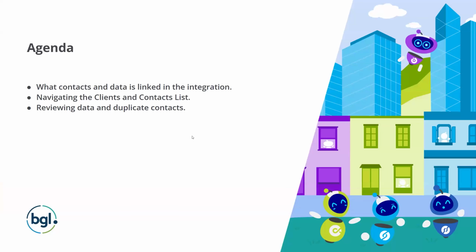So on today's agenda, we're going to be looking at which clients and contacts are connected or linked in the integration between the BGL suite and XPM. Then we'll be looking at the clients and contacts list. That's the screen where you make sure everything's matching up and all connected to each other. Any changes that come through, you can review them there if you've set it up so that you review them first. And then finally, we'll be going through reviewing data and duplicate contacts and how to deal with them.